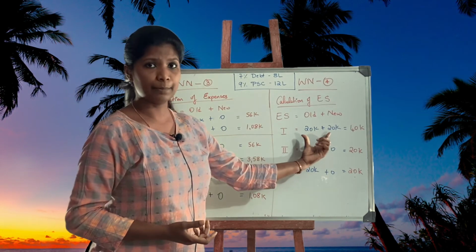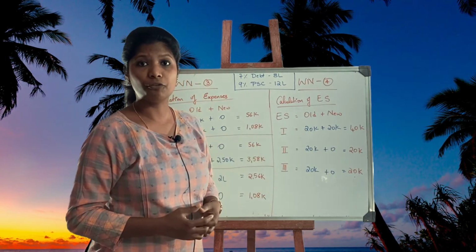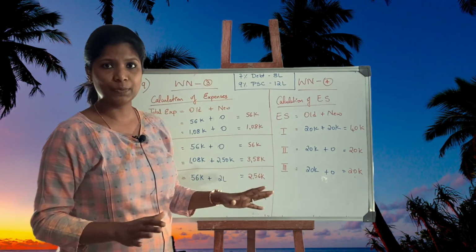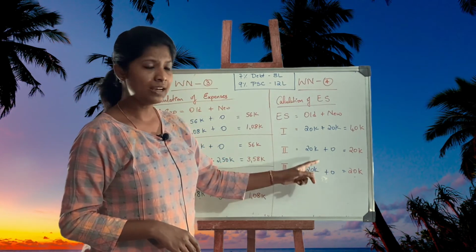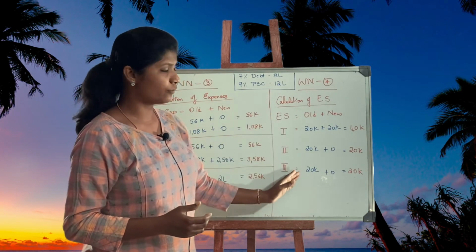I'm just going to add it up. Under plan 1, 20 and 20 will make 40,000 equity shares. Under plan 2 and plan 3, there is no new equity, therefore it is 0 and 0. My existing 20,000 equity shares remain common for all the three.